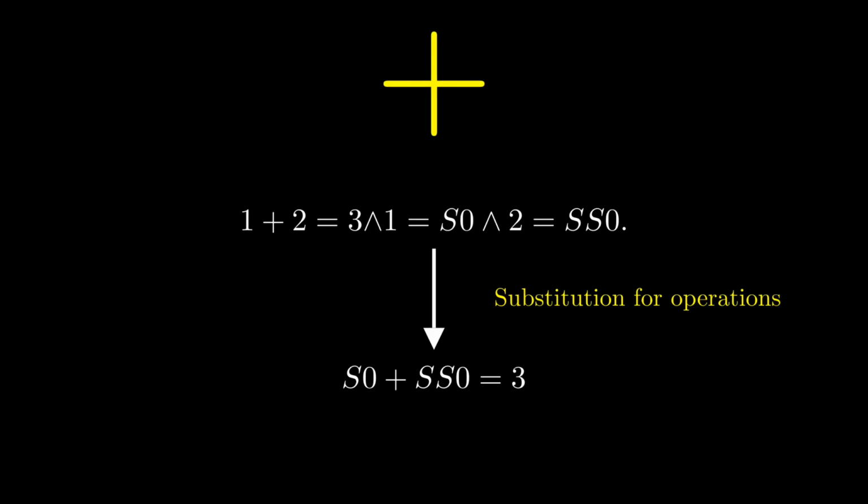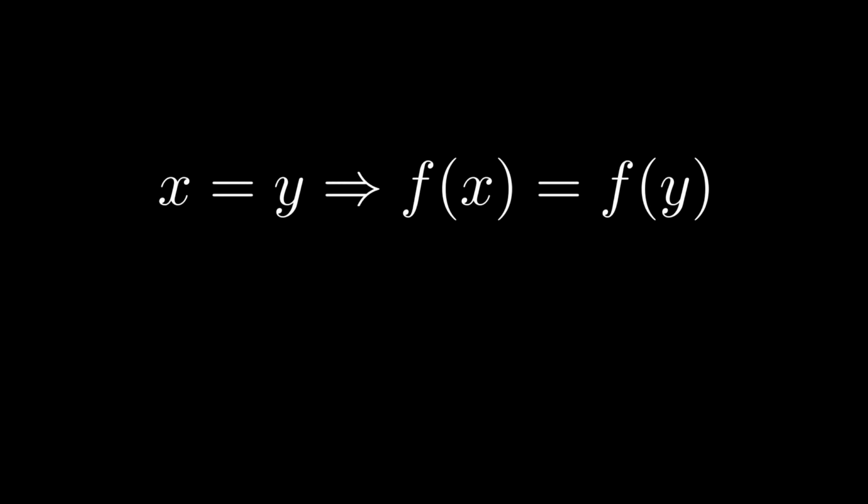But we do not have an axiom that allows us to use substitution in the case of operations. We only have that for the case of properties. So we will have to create one. It should look something like this.